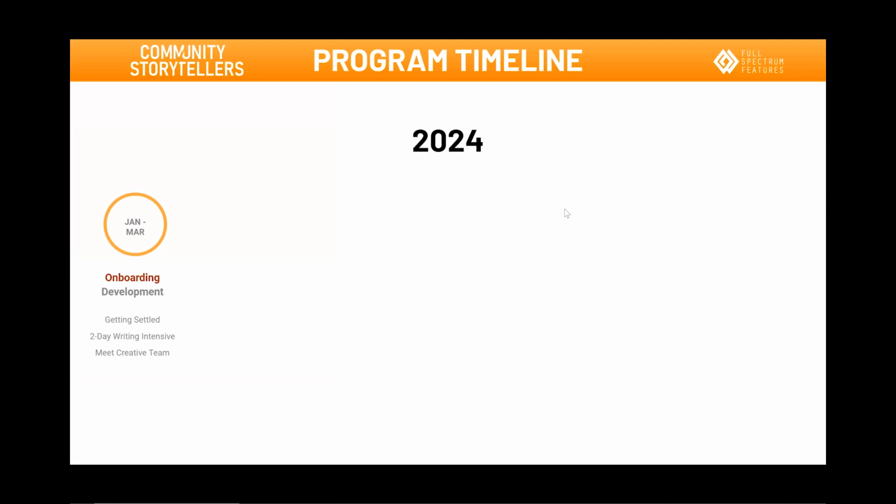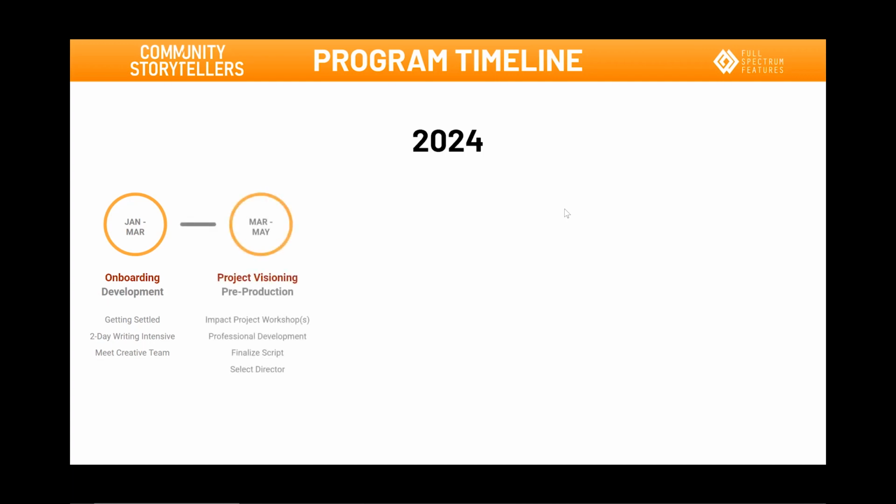So from January to March, there will be onboarding and development. Onboarding, just getting your documents signed, getting your materials, maybe doing a press release, just getting settled. In terms of development, it's planting the seeds of your film. And that means doing a 2-day writing intensive. It won't be back to back. It might be 1 day for 1 week and 1 day the next week. And then lastly, meeting your creative team. So we will introduce you to your producer, and hopefully we'll have your script writer by then. If not, we will select them in the midst of that window.